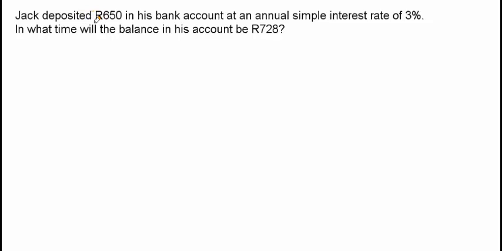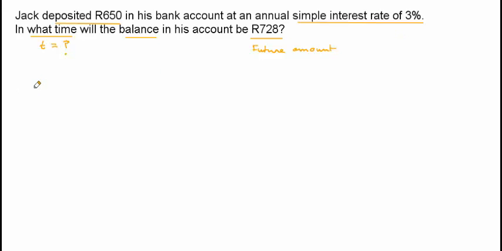Jack deposited 650 Rand. So this is the deposit amount, or the initial amount deposited, in his bank account at an annual simple interest rate of 3%. In what time will the balance in his account be 728 Rand? So in this particular problem, we need to find the time. In what time the balance is 728 Rand, which means this is the future amount. And of course, the initial deposit is given and the rate of interest is given.